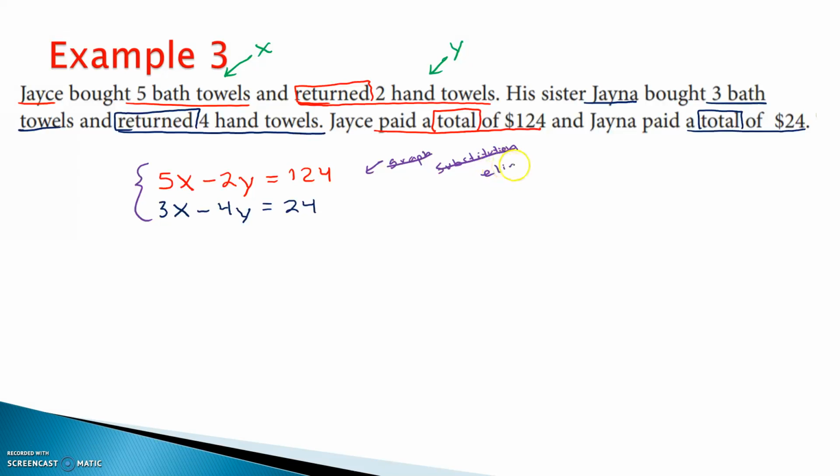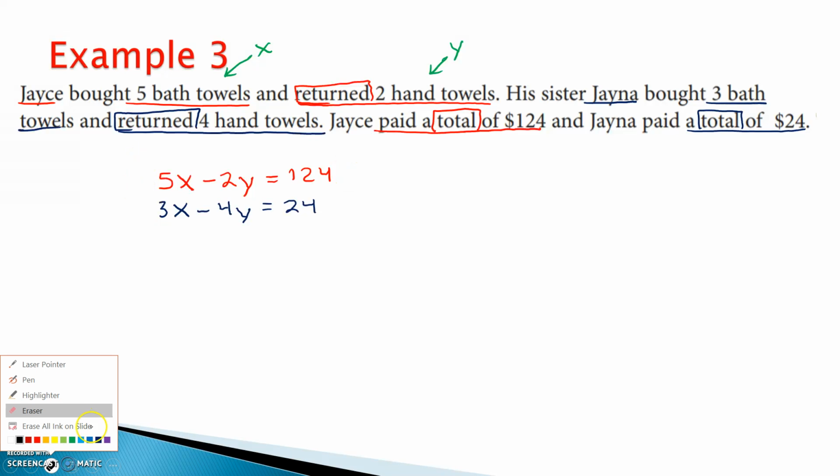Last but not least, elimination. Okay, so my tool of choice here is going to be elimination. Why not? Maybe the x's isn't going to be the best, but I can probably, here we go, eliminate the y values. So if this is a negative 4y, this has to become a positive 4y. So what do I have to multiply? Let me erase this information here. What do I have to multiply so that I get a positive 4y?